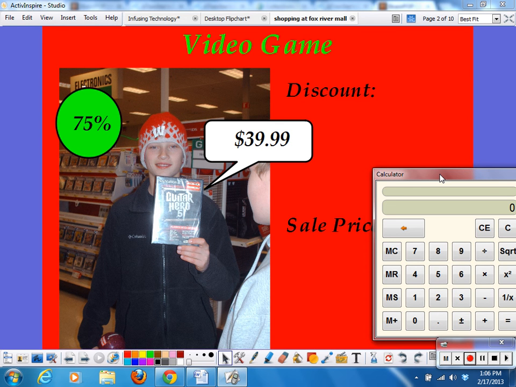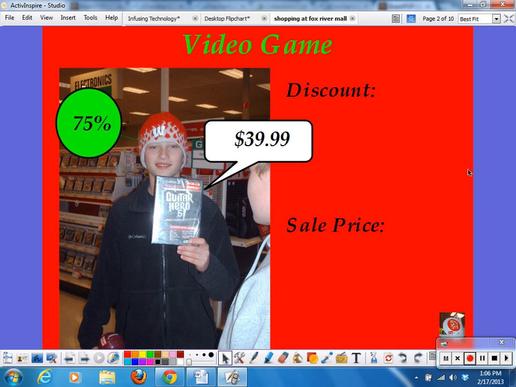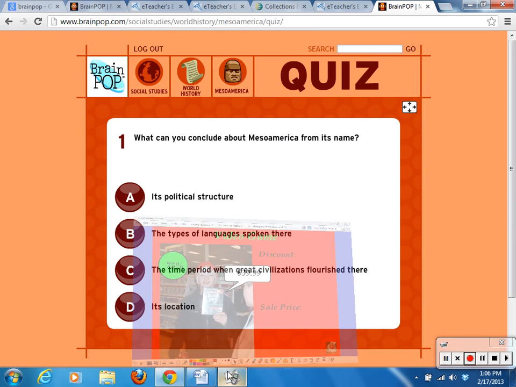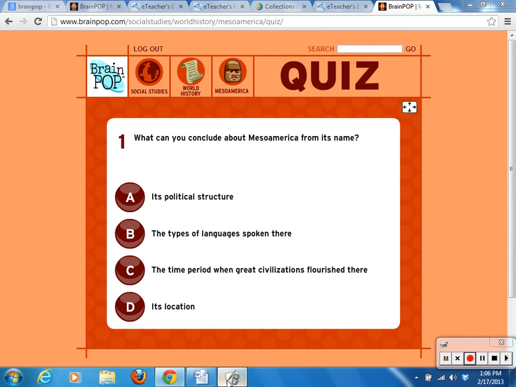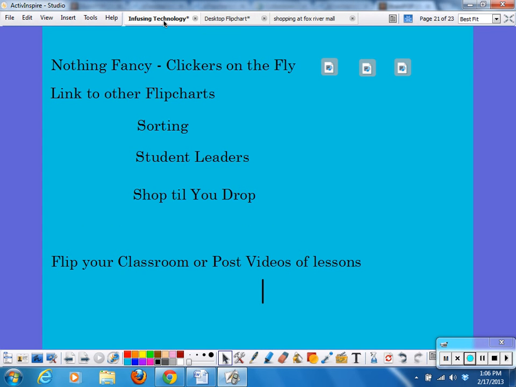Do you need a calculator? Can you do it with mental math? And then you can use the clickers to send in what they believe is either the discount or the sale price. Whoops, clicked the wrong thing. Going back to my flip chart.